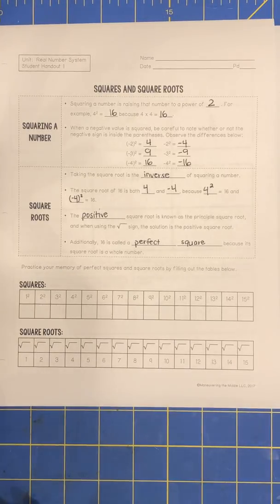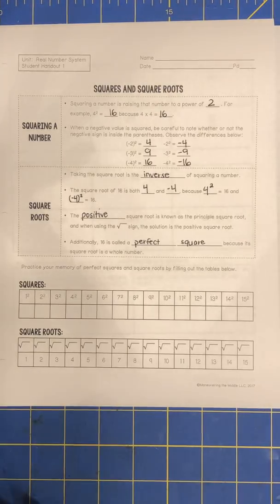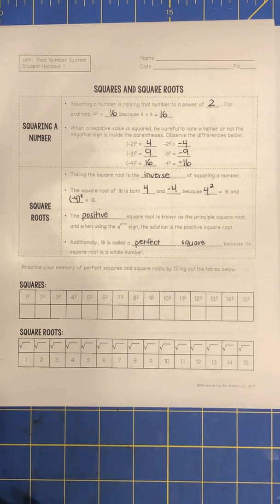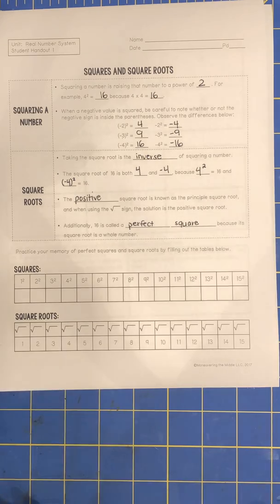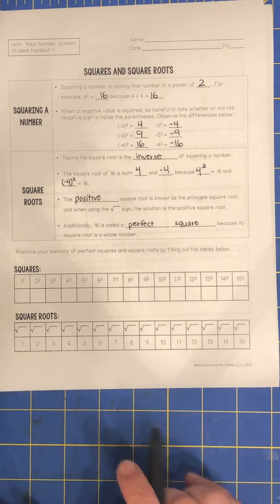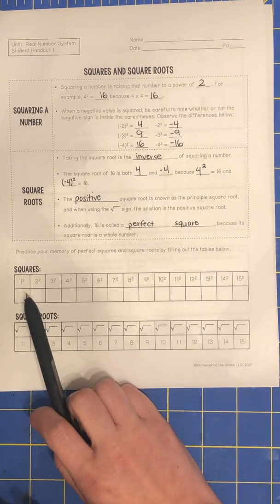If I think about 36, that is also a perfect square. 6 times 6 is 36. Or 81: 9 times 9 is 81. The square root of 81 would be 9. Those are all examples of perfect squares. Now, something that should have been talked about some last year are squares and square roots. So I want you to go ahead.